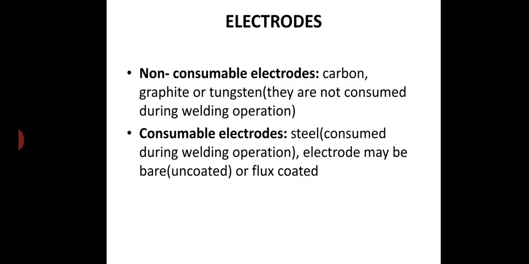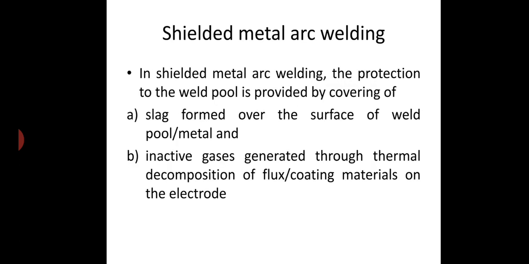Flux coating is given to make a shield across the weld area, so that no oxidation of the metal happens. That is shielded metal arc welding. In shielded metal arc welding, you can protect the weld pool by providing a covering of slag formed over the surface of the metal. Inert gases are generated through the thermal decomposition of the flux or coating material on the electrode.